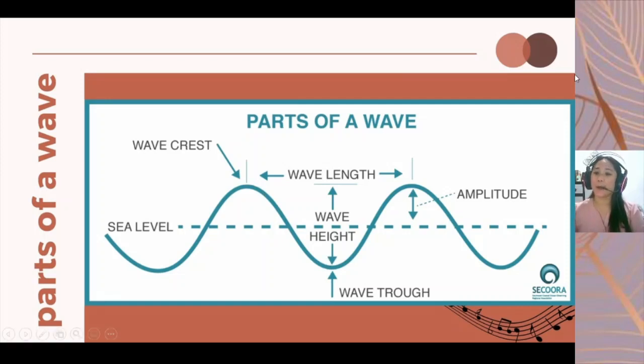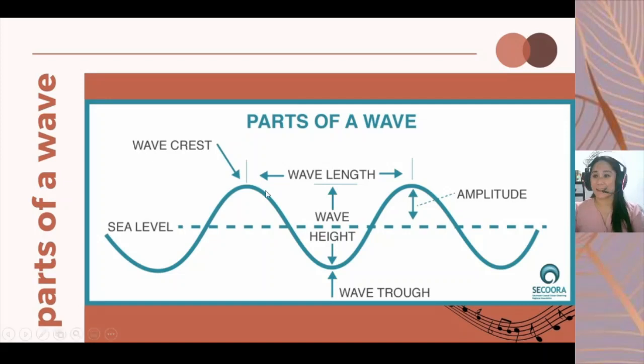So, from one crest, makikita ninyo dito, iniikutan ko ng cursor, from another crest is called as a wavelength. Okay? Wavelength din ang tawag pag one wave trough to another wave trough. So, based dito sa picture natin, ilang wavelength meron ang crest?